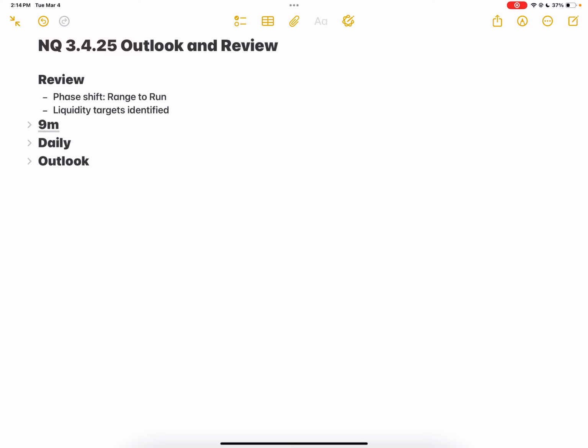All right. Then we chose our liquidity targets. We identified those after the range was cleared. So we said, what do we do next? Now that we broke the range, what else is there? Well, we choose the previous structural points from the current trend, or from the previous trend, which in this case was a bullish trend, as our targets.